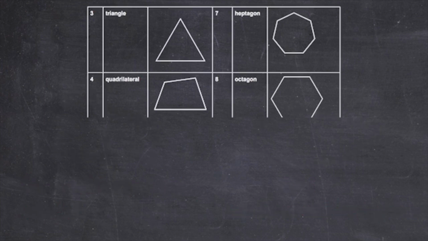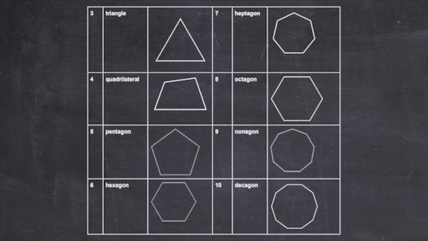One way to categorize polygons is by counting the number of side lengths. In other words, the number of line segments that make up the polygon. A polygon with 3 side lengths is called a triangle. A polygon with 4 side lengths is called a quadrilateral. A polygon with 5 side lengths is called a pentagon. And we can keep going.